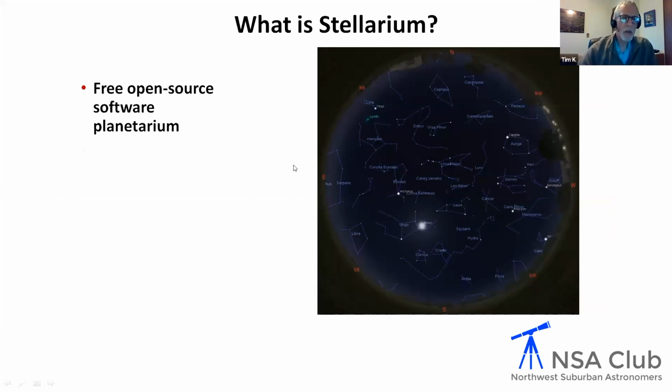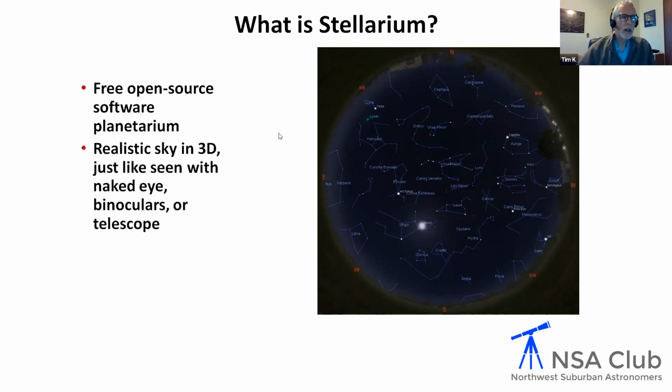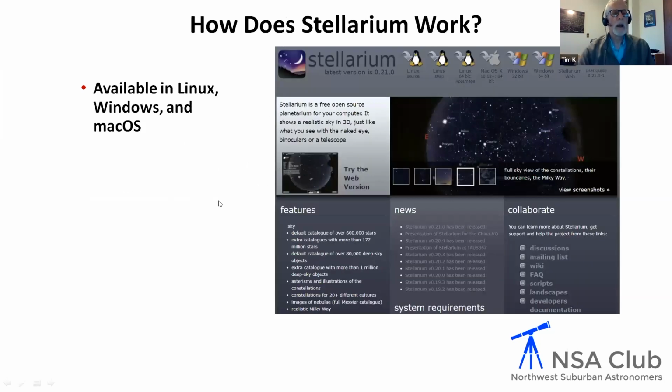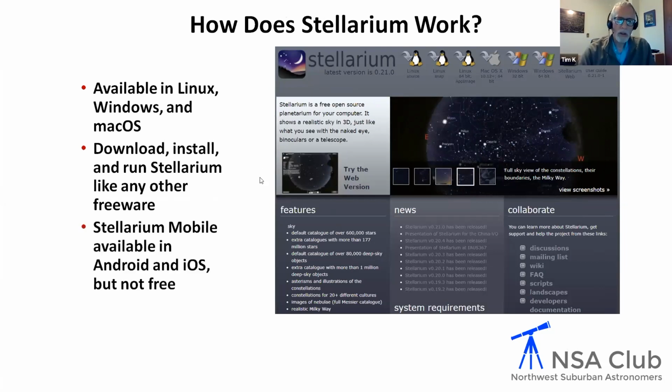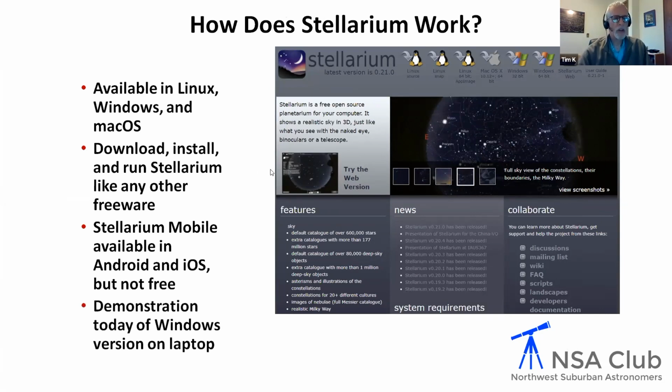Stellarium is another free open source software. As I mentioned, this one is a planetarium program. It includes realistic sky in 3 dimensions, just like what you would see with your naked eye, binoculars, or even through a telescope. It's available in Linux, Windows, and Mac OS. You download, install, and run Stellarium like any other freeware. There is a mobile Stellarium version available for Android and iOS, but it is not free. Today, I'm going to demonstrate the Windows version of Stellarium on my laptop.